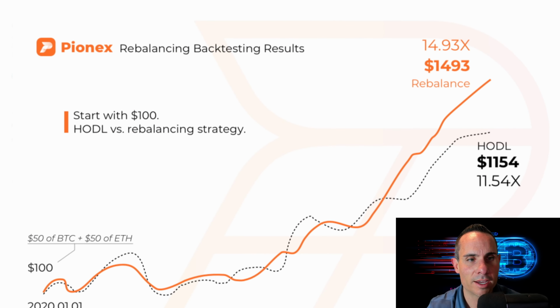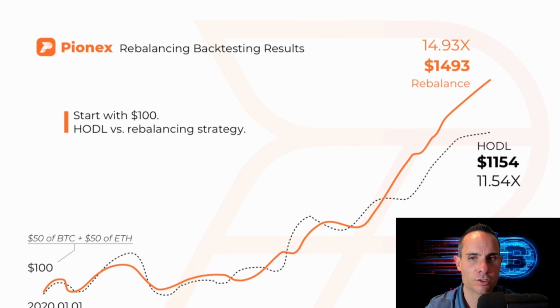How can we test that that is actually the case and you will end up making more this way? Well, it just so happens that you can use backtesting. Backtesting is simply taking a look at past performance of historical cryptocurrencies and testing how this theory holds up over time. Taking a look at this example from Pionex, they started with $100 split evenly between Ethereum and Bitcoin.